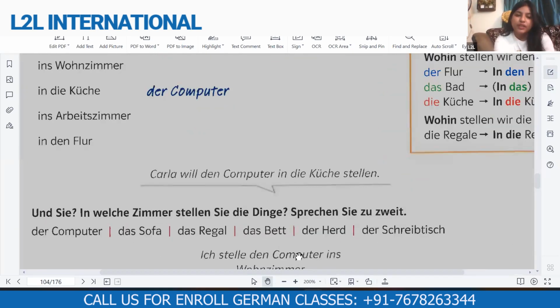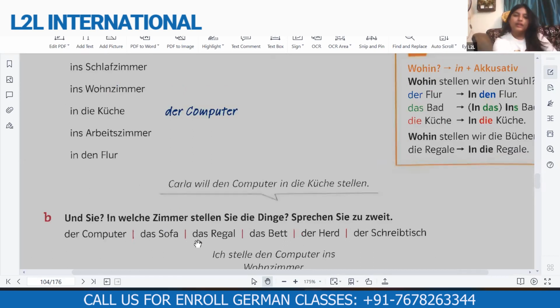Now, you have here 6 words: Computer, Sofa, Regal, Bett, Herd und Schreibtisch. You have to write where you want to place these things at your home. For example, let me take one sentence with computer. I want to place my computer in my bedroom. So I would say, ich stelle den Computer ins Schlafzimmer. So I am placing the computer in the bedroom. So you have to make sentences with these 6 things. Where do you want to place these?